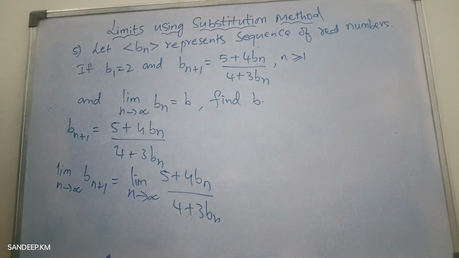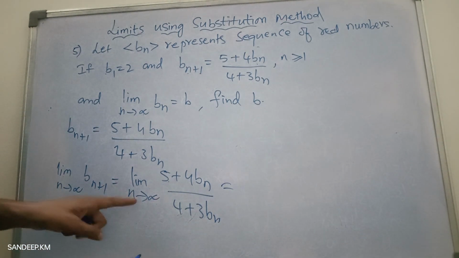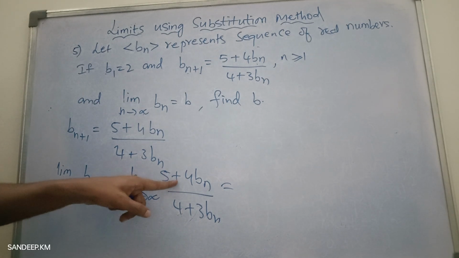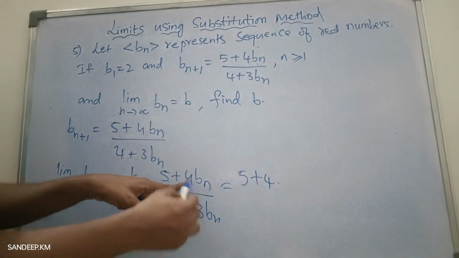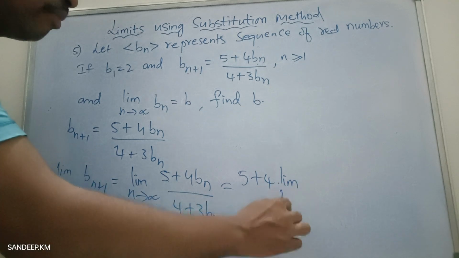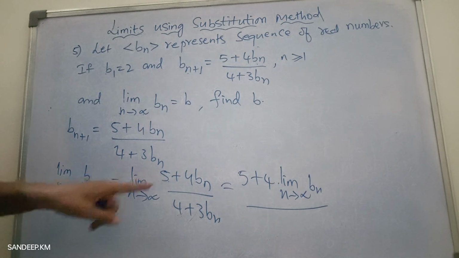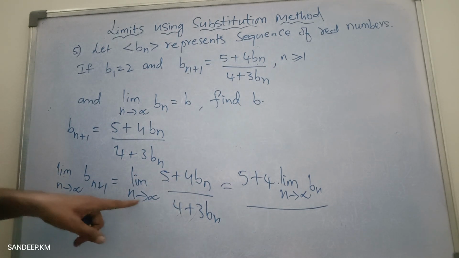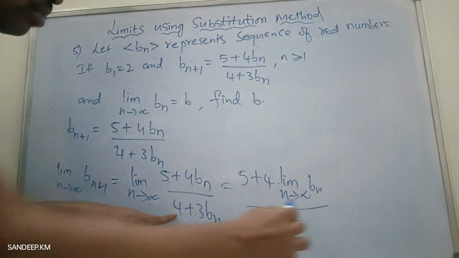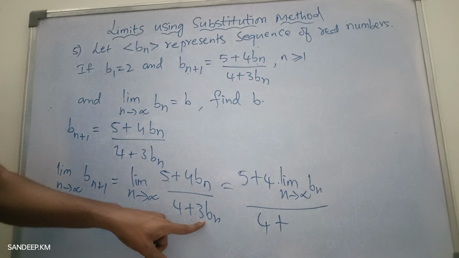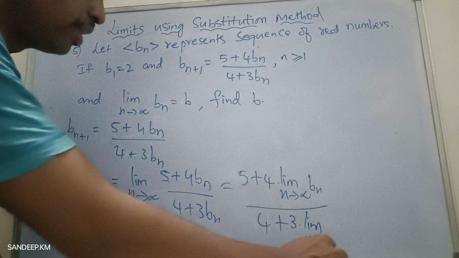Now what I am saying is, according to the rules of limits, the limit can be given for the numerator and denominator. When you are giving the limit to the numerator, 5 does not need a limit. So in 5 plus 4 into Bn, the limit is given only for 4 into limit n approaches infinity Bn, whole divided by the denominator. The limit is for the numerator, and the limit is also for the denominator. When we are giving the limit for the denominator, 4 is a constant, so it does not need the limit. Plus, the limit is given for this term. 3 will not take the limit. 3 into limit n approaches infinity Bn.